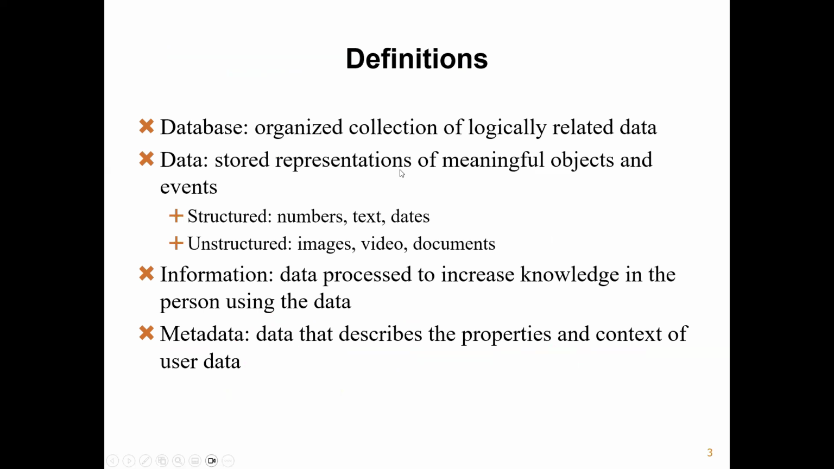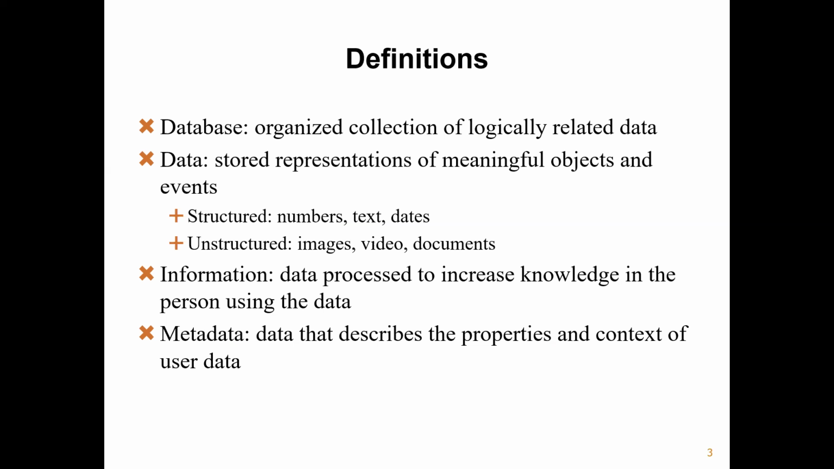So here we start with the definition. First, what is a database? Here we say it's an organized collection of logically related data. A database, in short, is data that we save in a computer system, electronically. Data is the stored representation of meaningful objects and events. An example of data can be my last name or my first name, address.